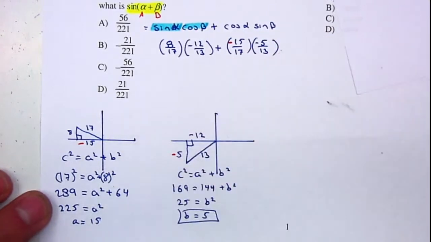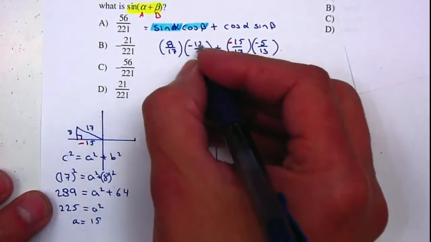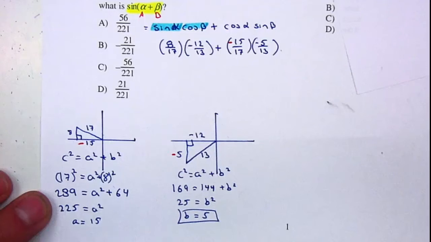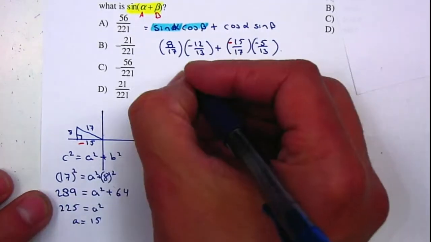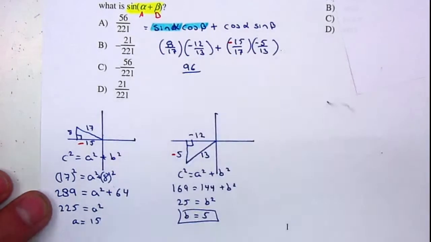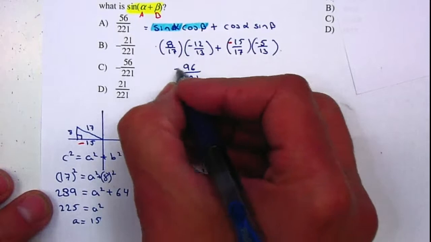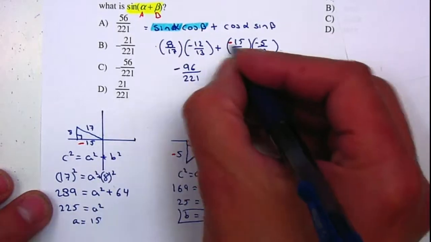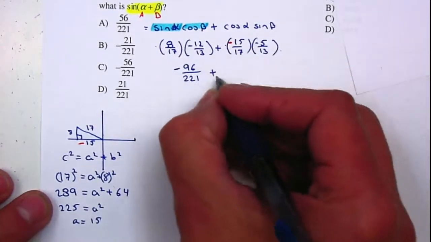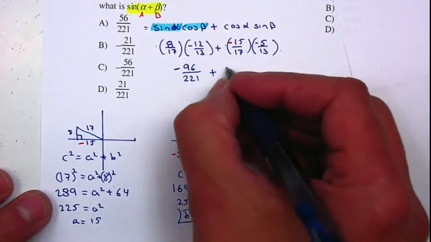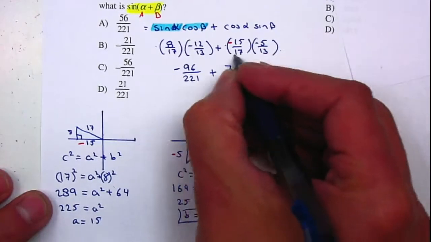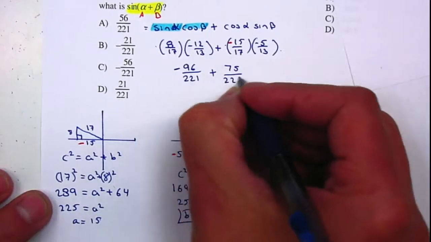And from here, I'm just going to multiply it out. 8 times 12 will be 96 over 17 times 13 will be 221. And don't forget, positive multiplied by negative gives you a negative. Negative times a negative gives me a positive. 15 times 5 is 75 over 17 times 13 will be 221.